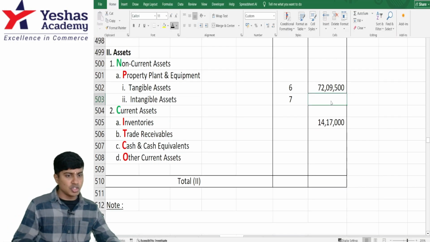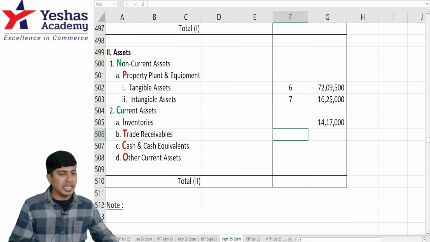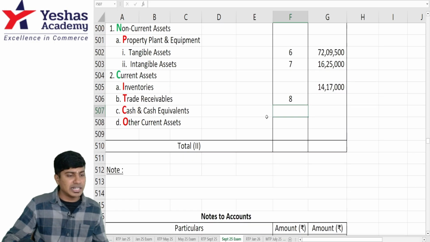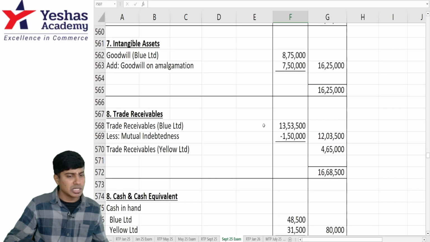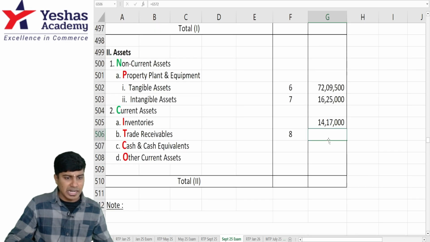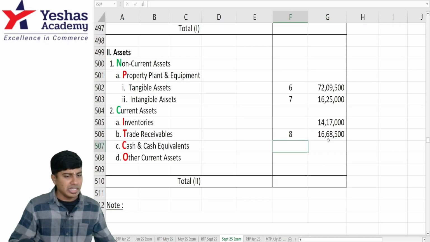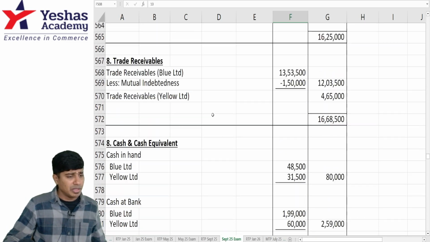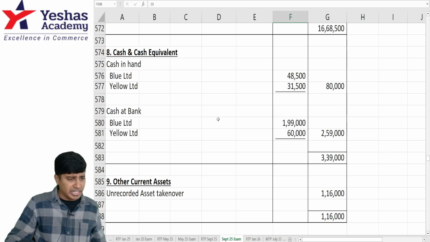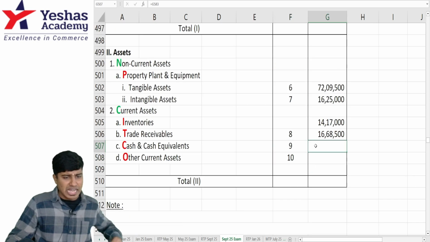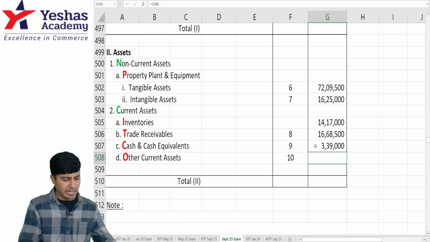We have trade receivables. I have written inventory directly. We have trade receivables to be written. Trade receivables, we have mutual indebtedness adjustment also. How much is trade receivables? 16 lakh 68,500. I would write 16 lakh 68,500. Cash and cash equivalents is there. How much is cash and cash equivalents? Cash is 3 lakh 39. Other current assets is 1 lakh 16.